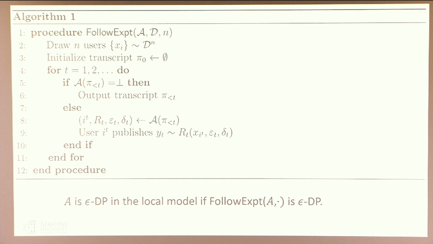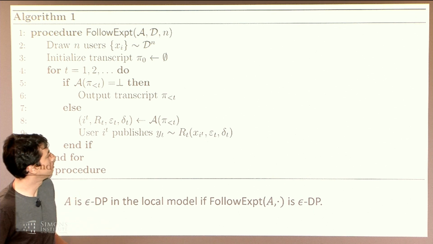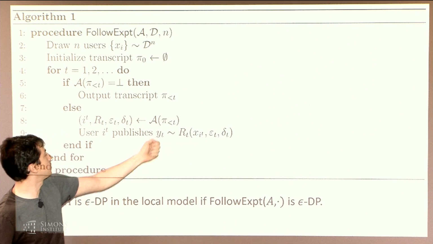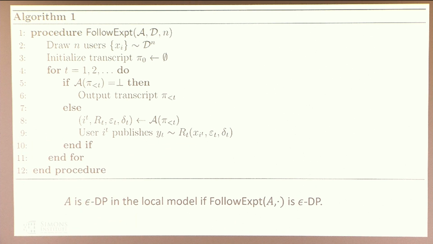Or it might decide we're not done, in which case it tells us, okay, I'd like to ask person i_t a question. I'd like to have them run local randomizer R_t. It'll have privacy parameter epsilon_t; for this talk, ignore delta. Then we'll have user i_t run the local randomizer on their data point. That gives us y_t, and that's the next entry in the transcript, and we continue.